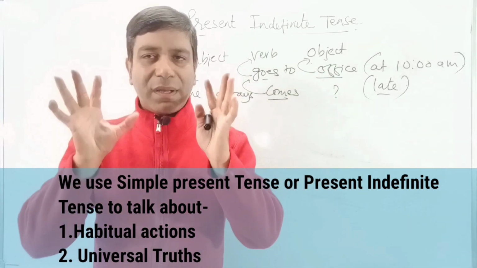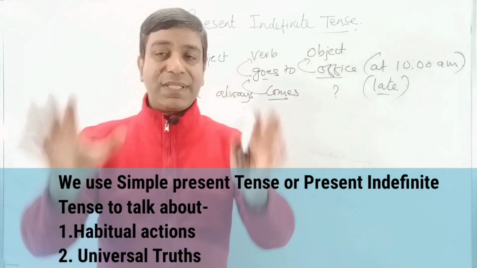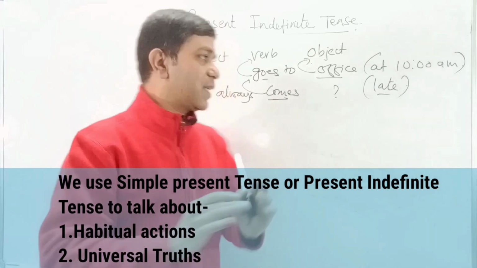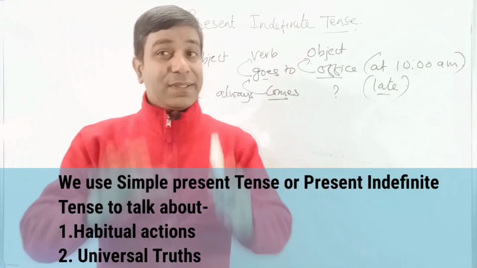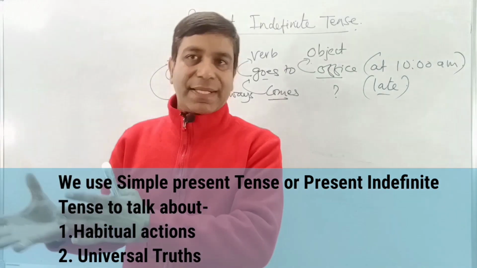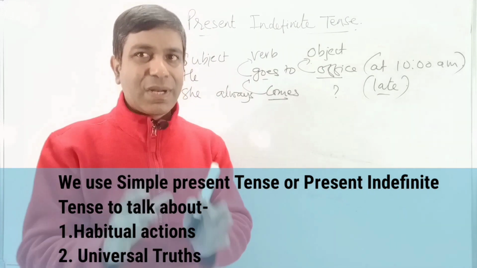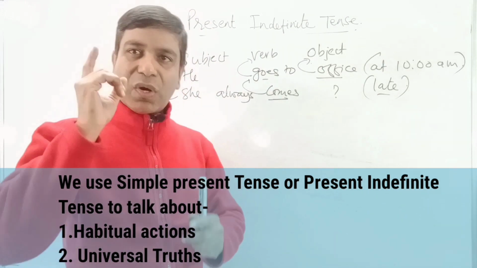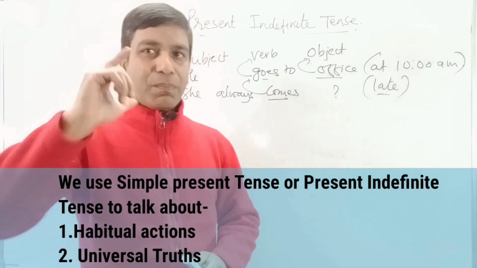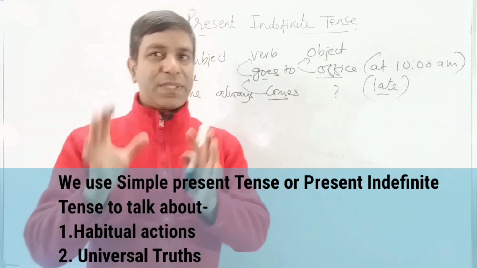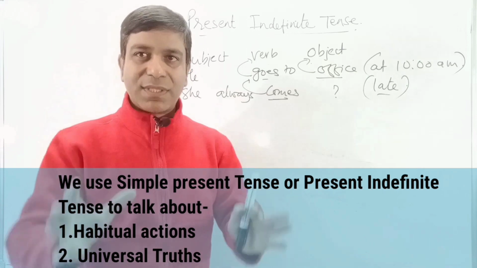This is a habitual action, the thing that happens on a daily basis, the action that happens on a daily basis. Look at the second example. She always comes late. This is also a habit that she has. So we use present indefinite tense to describe an action that happens on a regular basis. Point one. And what is point two? Point two is we use simple present tense or present indefinite tense to talk about universal truth.